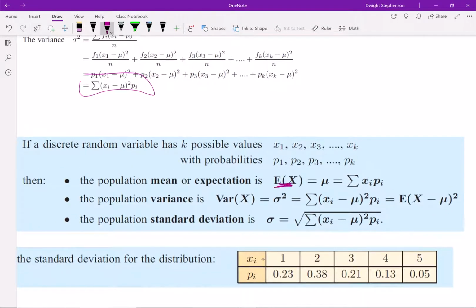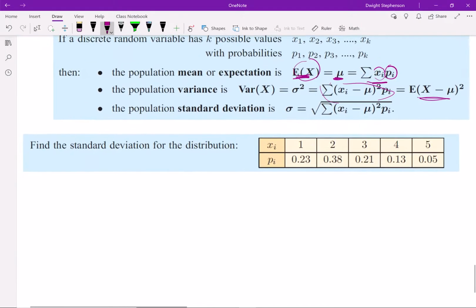So that's just a brief summary of what we talked about. The expected value is the same thing as the mean, and it's given by adding up each possible value times the probability of that value. The population variance is this formula here, adding up each number minus this expected value, squared, times its probability, which simplifies to this. And the standard deviation is taking the square root of the variance, right?